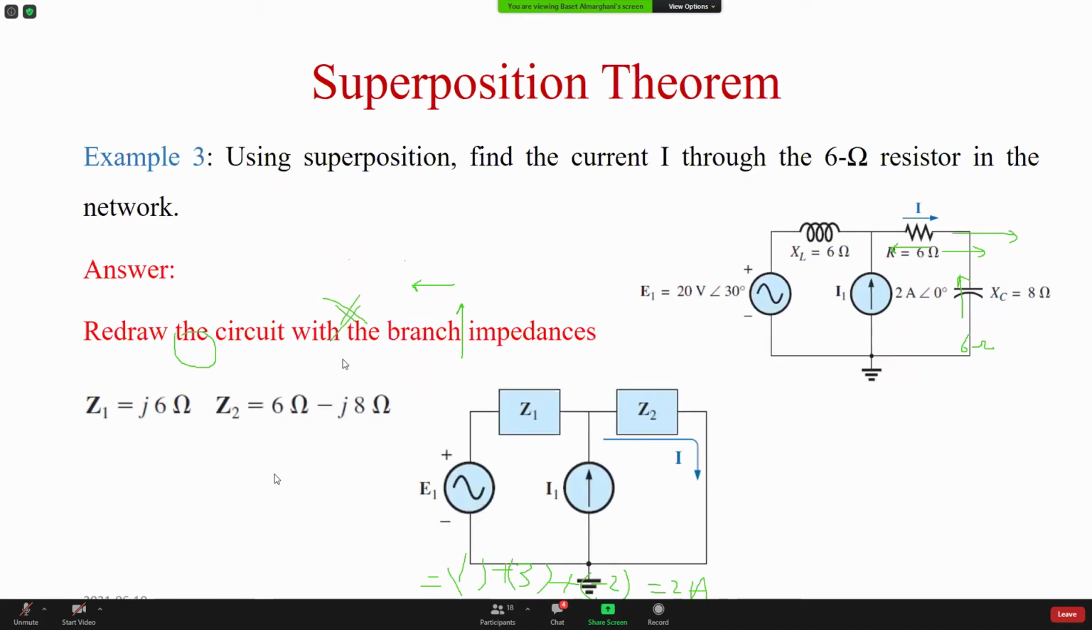Here's another example in AC. Use the superposition. Since I want to use the superposition, it means I have more than one source. Perfect. What should I do? One source at a time. So first, I'm going to take this source and remove this. So the circuit will look like this.